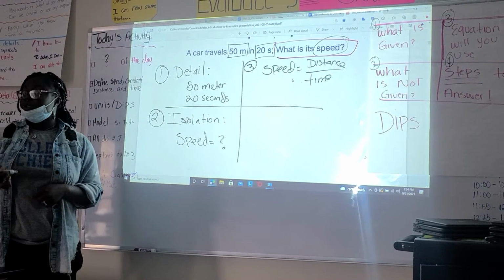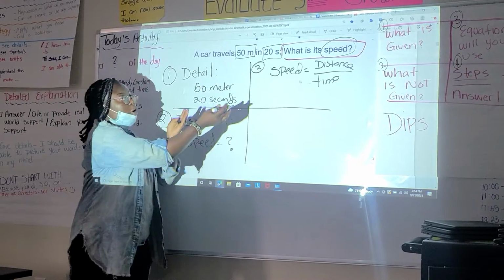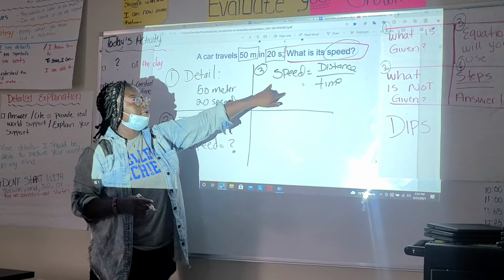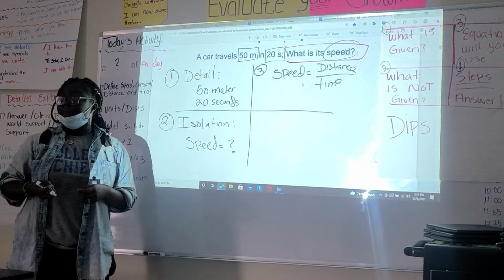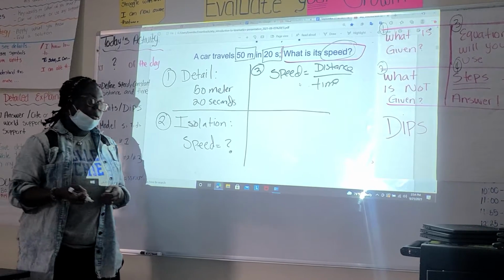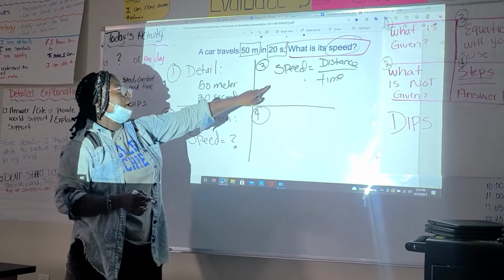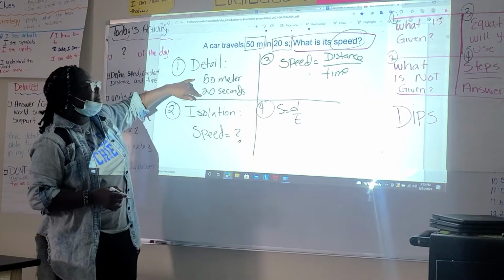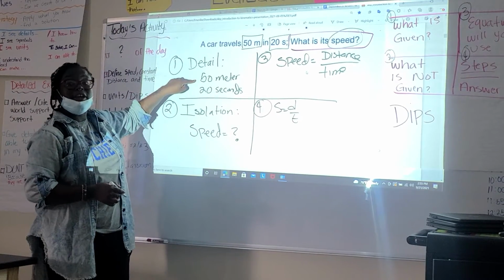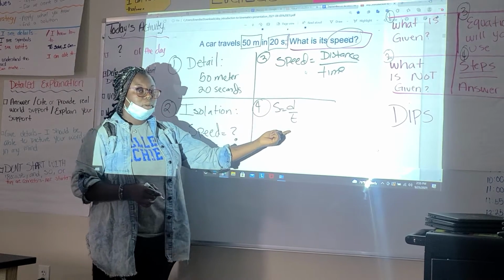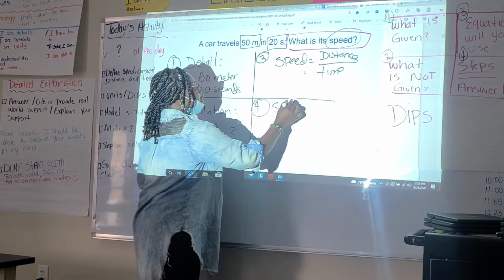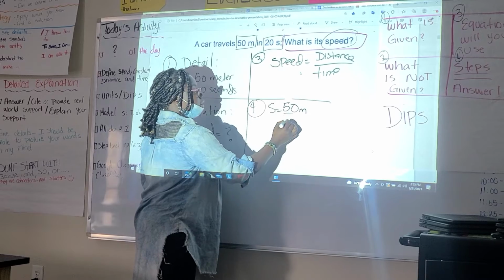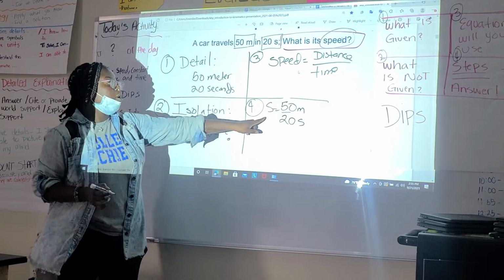And second of all, please read the question, because I have people coming to me and saying, I don't know what I'm supposed to find. Read the question, it tells you. It's the biggest hint. Once you get here, your step 4 will be your longest step because that's you showing how you're going to get speed. So step 4 becomes, okay, I know my equation. S equals D over T. Now I'm going to take what I have in my detail and replace it with what's in my equation. So distance is 50, which is here, M. And time is 20 s. I don't have speed. I'm looking for it.